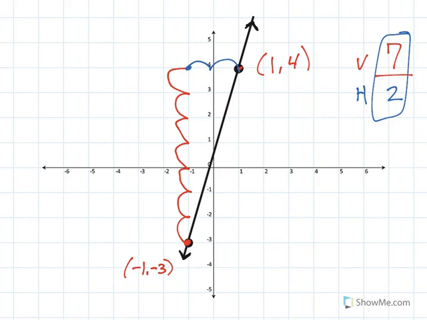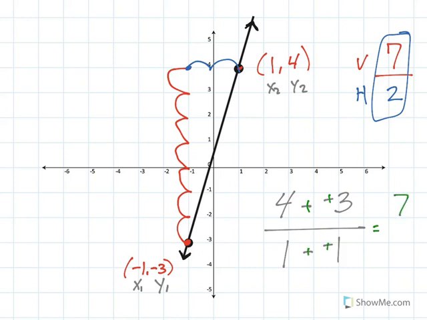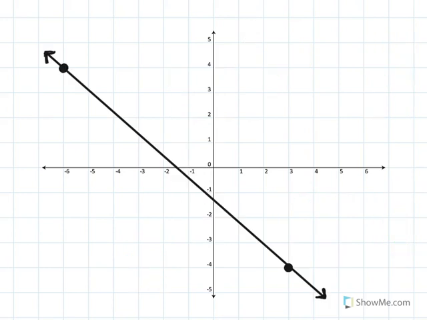Now, if you use the formula, let's just say we have x1, y1 down here, and x2, y2. If I do the change in y's, y2 minus y1 over x2 minus x1, well, we know that 2 negatives is a positive, so 4 minus -3 is 7, and 1 minus -1 is 2. Slope, 7/2. So if you have a graph that is well defined, you can count. If your graph kind of stinks, you might still need to use the formula. But either way, you're going to get the same answer.